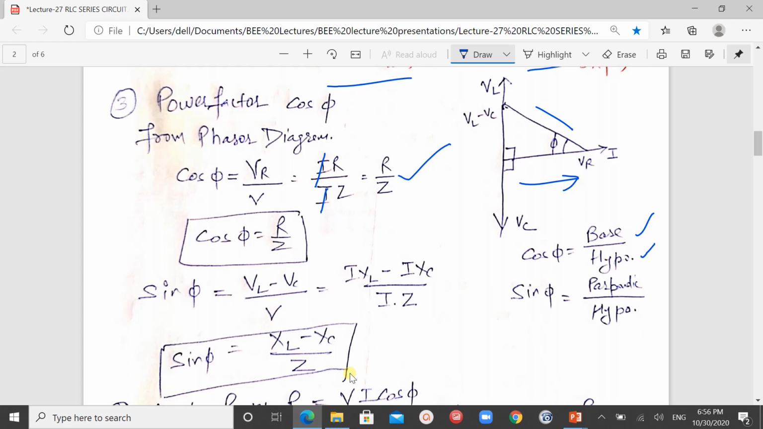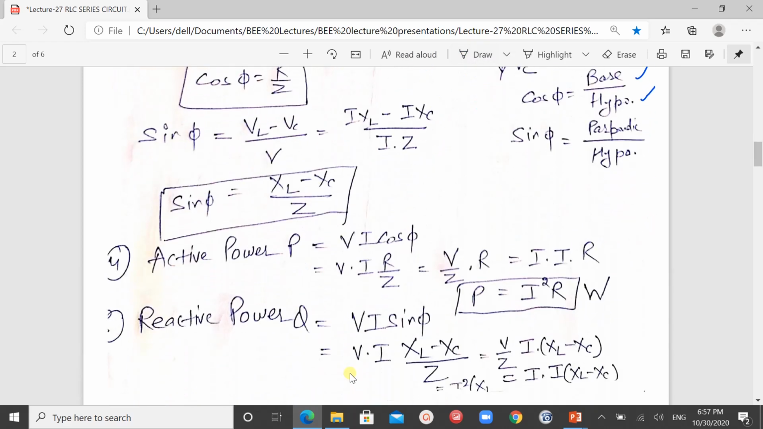Then sin phi. Sin phi is perpendicular upon hypotenuse. The perpendicular is this value. So VL minus VC upon V, we put the value. VL is equals to IXL, minus IXC, upon IZ. Fine. So when we simplify this, we will get sin phi is equals to XL minus XC upon Z. Then we find out the different powers.